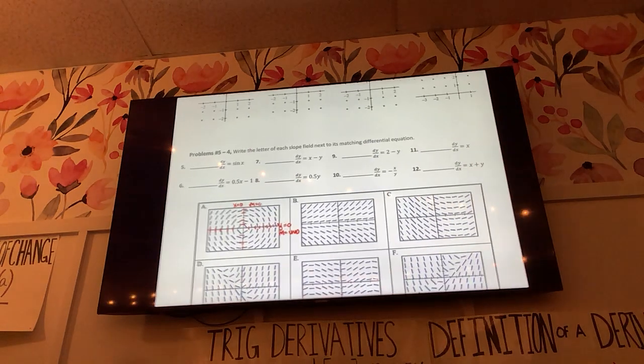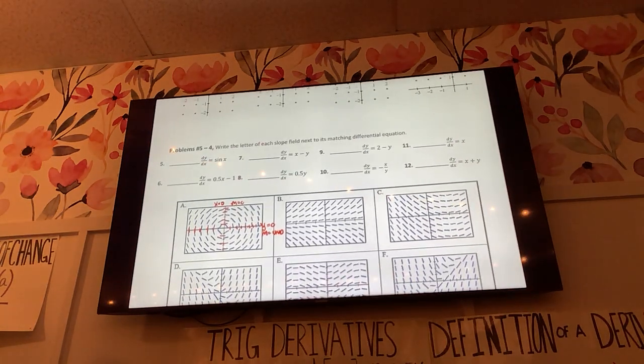All right, so now look at your differentials. Which one would give you a slope of 0 when x is 0, but a slope of undefined when y is 0? 10. So it helps when you look for those key points. Where are you undefined? Where are you 0? Kind of eliminate. Look for some patterns.